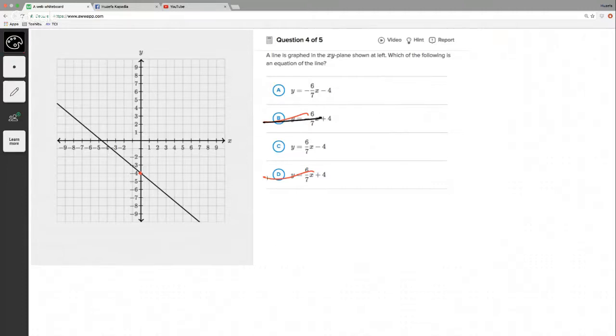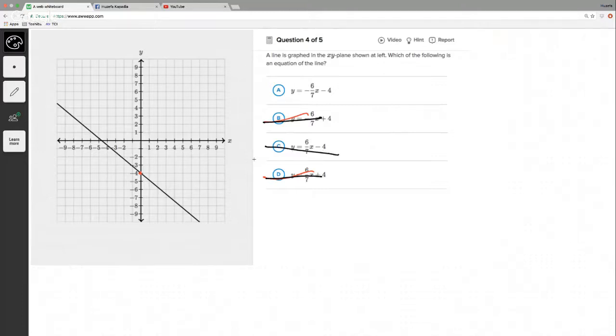So then B and D are gone. Now it's either A or C. Again, is this a negative or a positive slope? As we're going from left to right, it's going down. That means it's a negative slope. We can eliminate C because this is a negative slope.